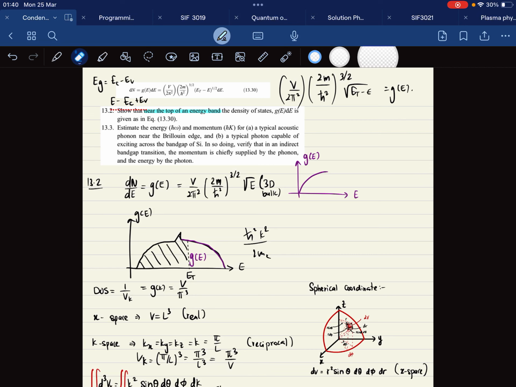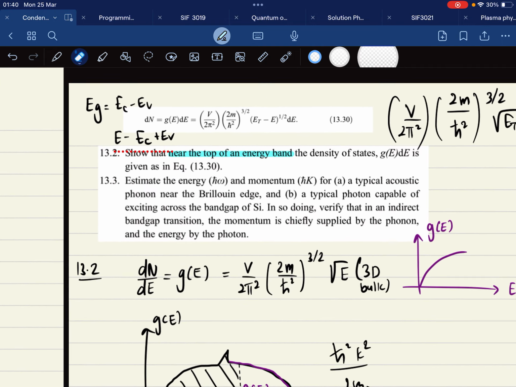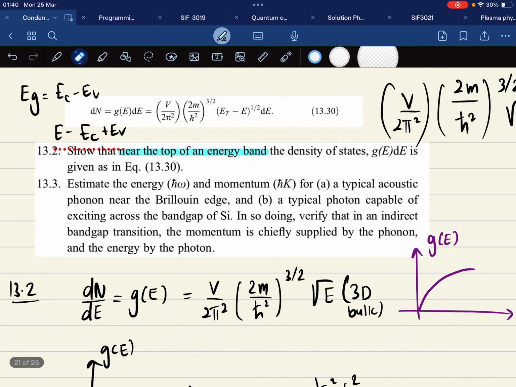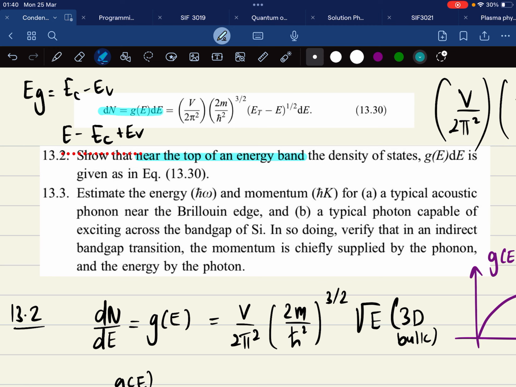Hello, hi everybody. Today we are going to discuss question 13.2, condensed matter physics. Show that near the top of the energy band, the density of state is given as in equation 13.30. This one. So we need to show this.